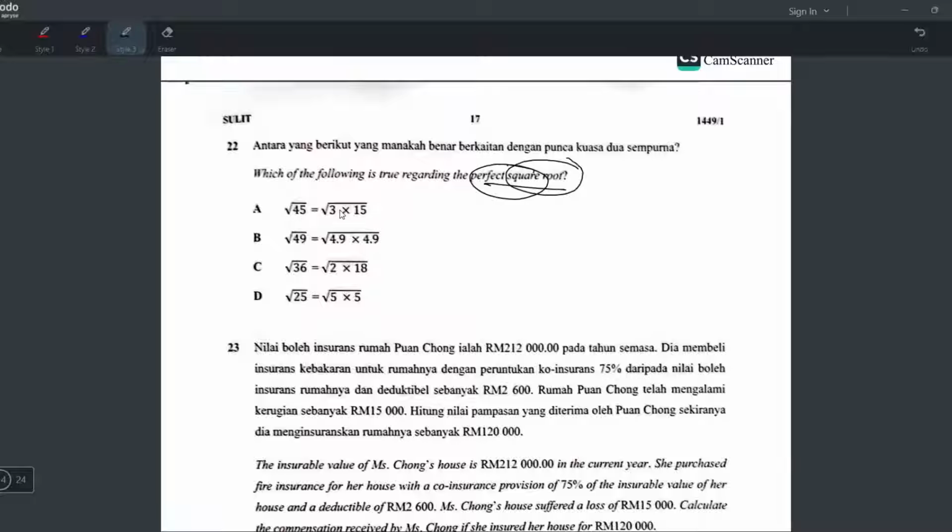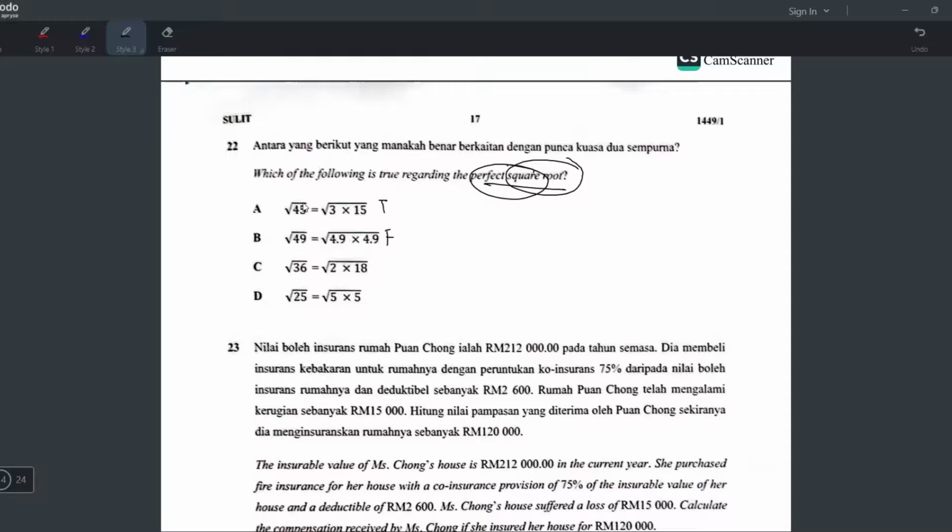Square root 45 equals square root 3 times 15. Okay. Square root 49 equals square root 4.9 times 4.9. Wait. Is that true? Macam salah je. Okay, let me use my calculator. Yeah, I use my calculator and it's wrong, because square root 49 is 7, and this one I press, I didn't get 7. Yeah, I actually get 4.9. So B is a bit weird, right? So B is false because the left hand side and the right hand side is not the same. So I'm just gonna write false here.